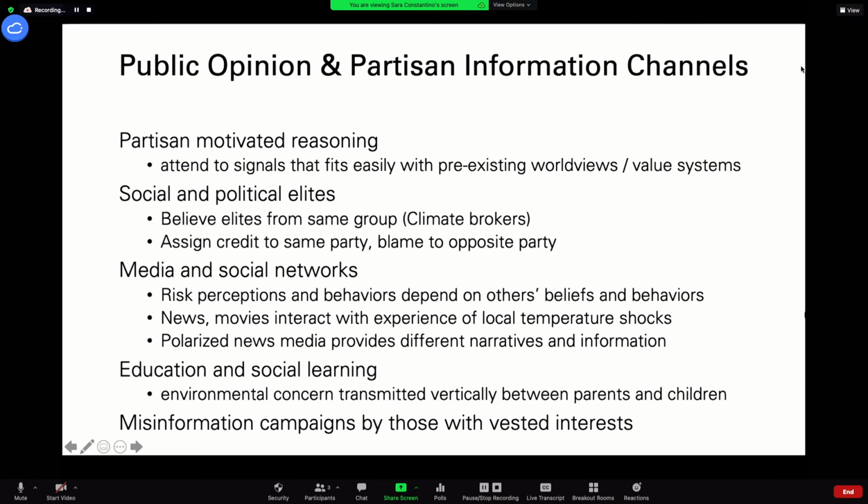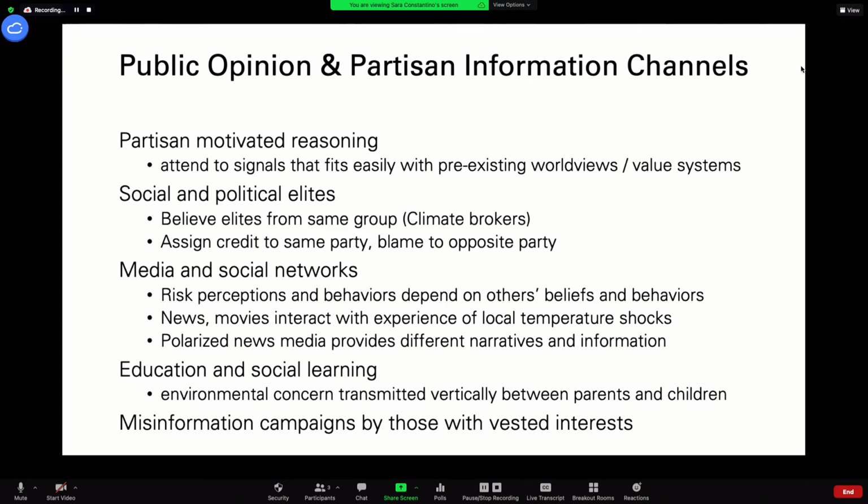So people get their information from social and political elites, and they tend to believe elites from the same group. So these elites from the same group have been called information brokers. And there's some suggestion that when something is partisan, for example the issue of climate change, what you would need is a climate broker among Republicans to speak with Republicans. And similarly for Democrats, if there's an issue that Republicans would like to convince Democrats of, you'd need an information broker from within the party.